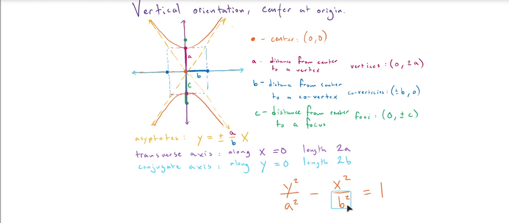The a and b have stayed exactly where they are, and unlike the ellipse, there is no reference made to whether or not a and b are bigger or smaller than one another. Instead, we only care about making sure that a is associated with the positive term, and that positive term tells us which axis will be our transverse axis.